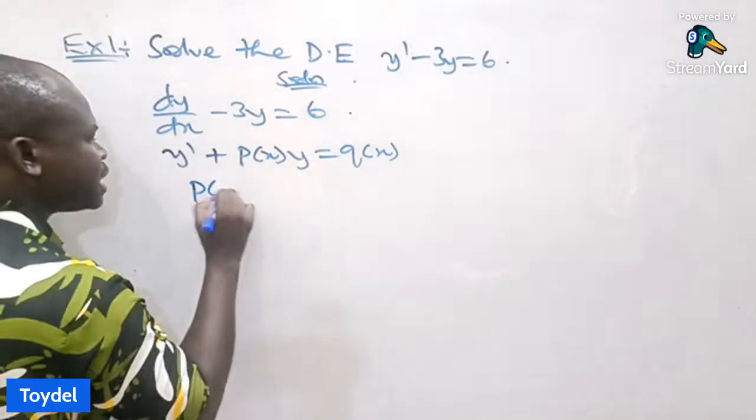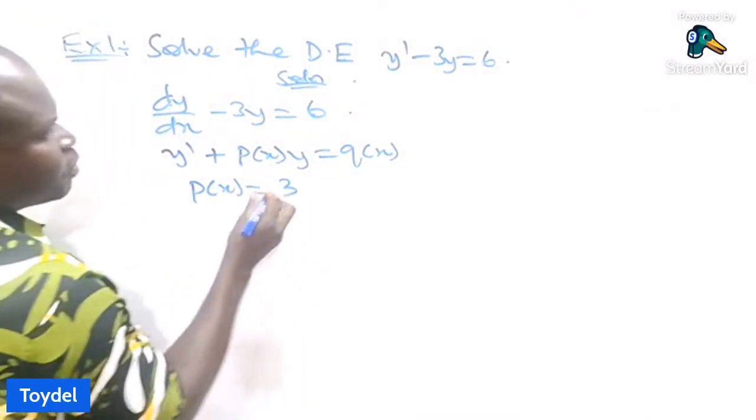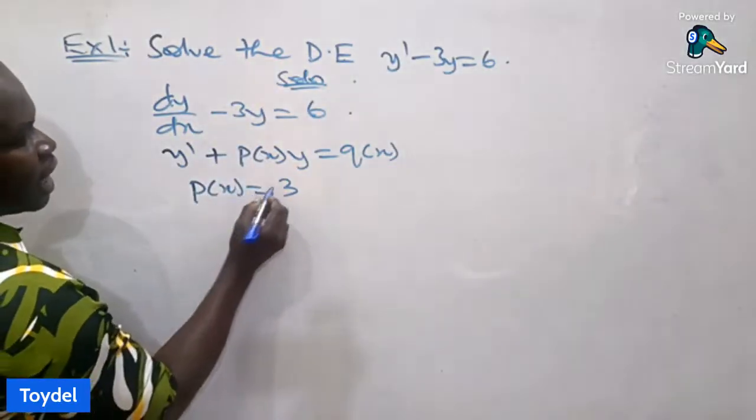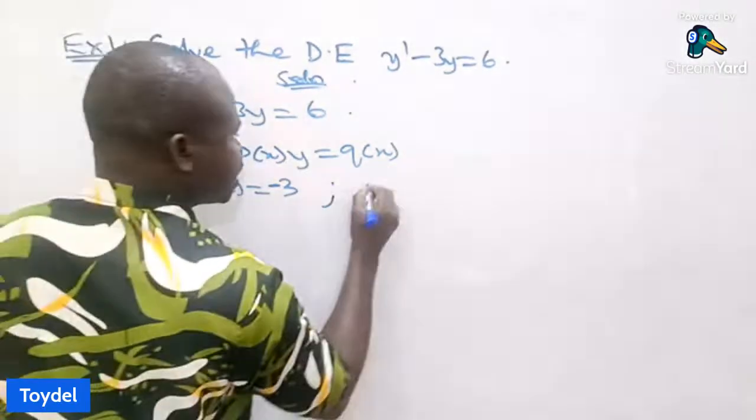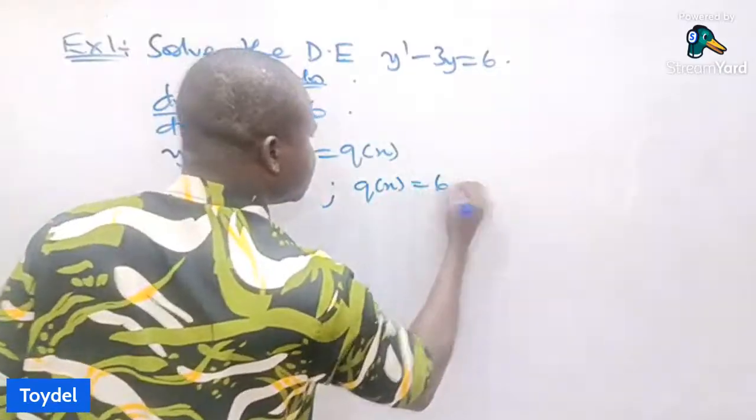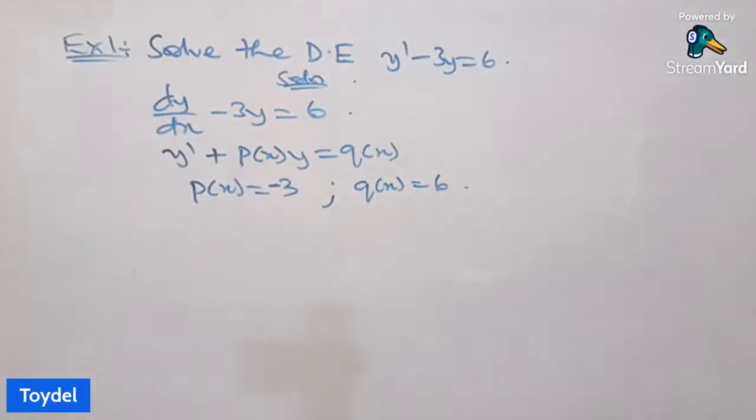So here we realize that P of x is a constant. What we have beside y is P of x, that's minus 3. Then Q of x is also a constant, it's 6. So the first thing that we are going to do here is to find the integrating factor.